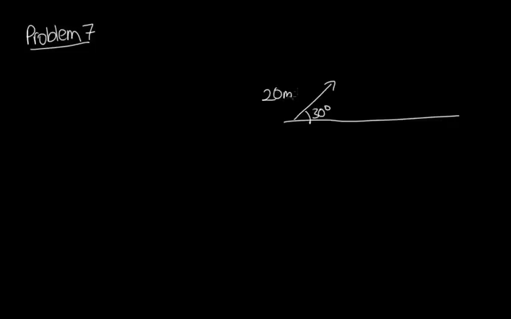Problem 7. In this problem, we're told that a projectile is launched from the ground at an angle of 30 degrees to the horizontal. So that angle in there is 30 degrees, and it has an initial speed of 20 meters per second. So it's going to travel some parabolic path, looking something like this. And we're asked to calculate the range, which is this distance here, the total distance covered by the projectile.